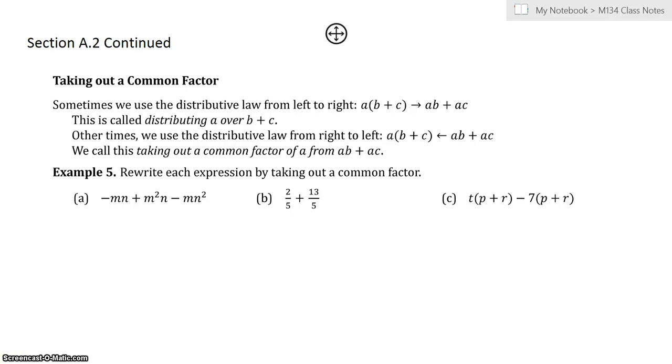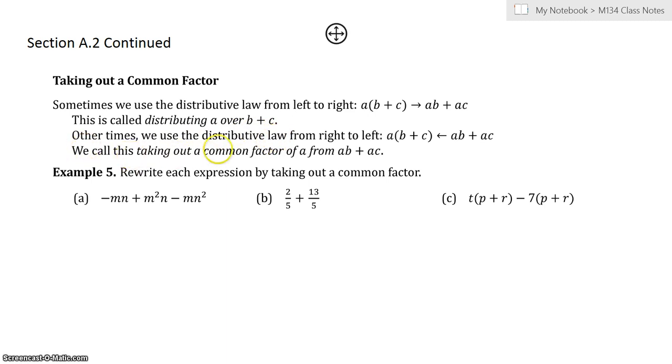Hello again. In this video, we're going to continue with section A.2, and we're on page 6, taking out a common factor. Taking out a common factor is backwards distributive law. Sometimes we use the distributive law to go left to right. That's what we have been doing. So you start with A, parentheses B plus C, and you end up with AB plus AC. This is called distributing A over B plus C.